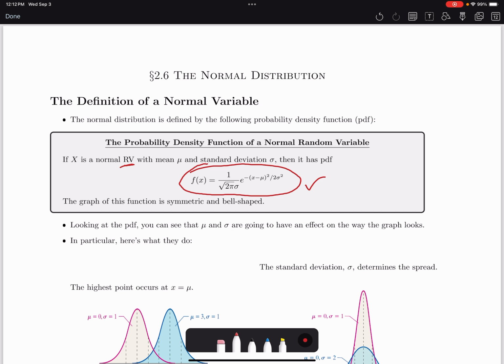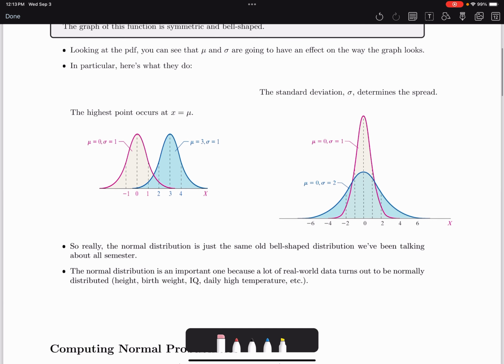The graph of this function is symmetric and bell-shaped. And if you don't believe me, what you could do is try to type this into the graphing calculator in Desmos ever so carefully, and you'll see that it's a bell-shaped distribution. So one thing that I want to point out looking at this PDF is that mu and sigma both show up in the function. So mu and sigma are going to have an effect on the way that the graph looks. And in particular, this is the effect that they end up having.